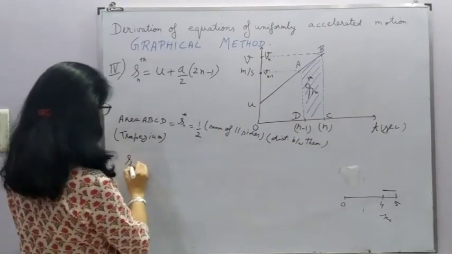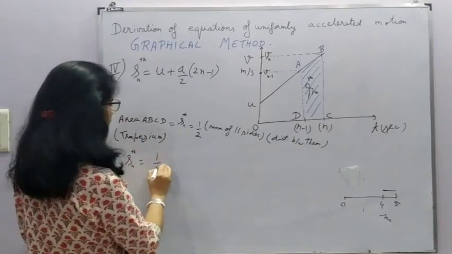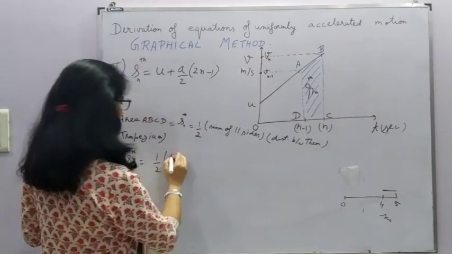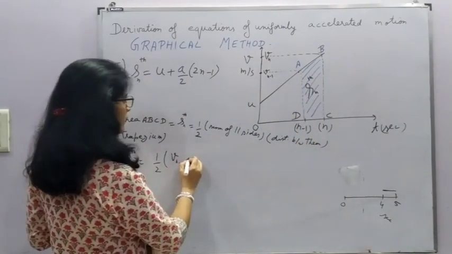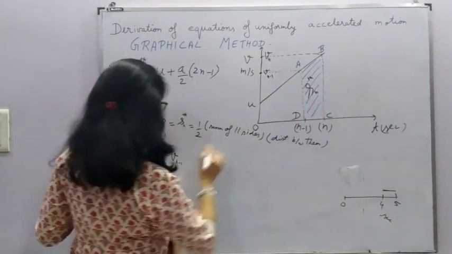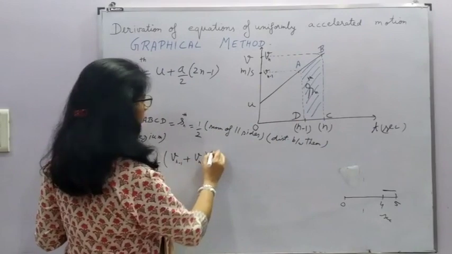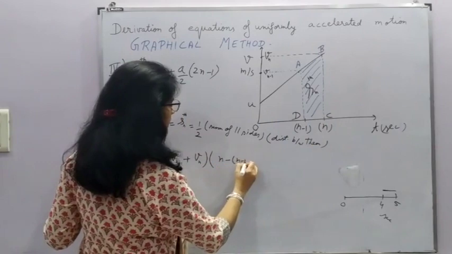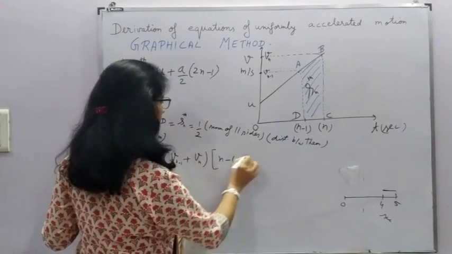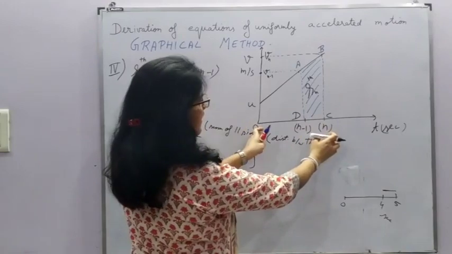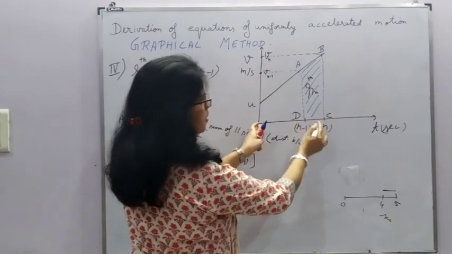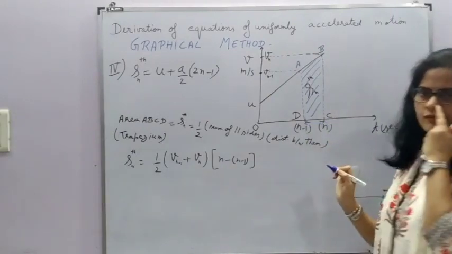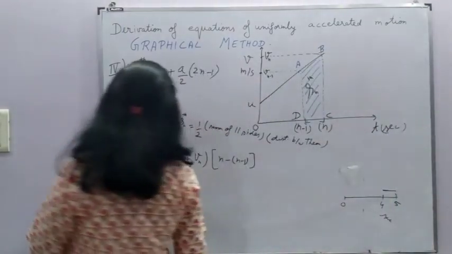So this gives us distance in nth second is equal to half, sum of parallel sides. Sum of parallel sides means this side and this side. So this side is Vn minus 1 and this side is Vn. Distance between them is 1. This complete is n, this is n minus 1, so this separation, we need this separation, and this will be 1, right?